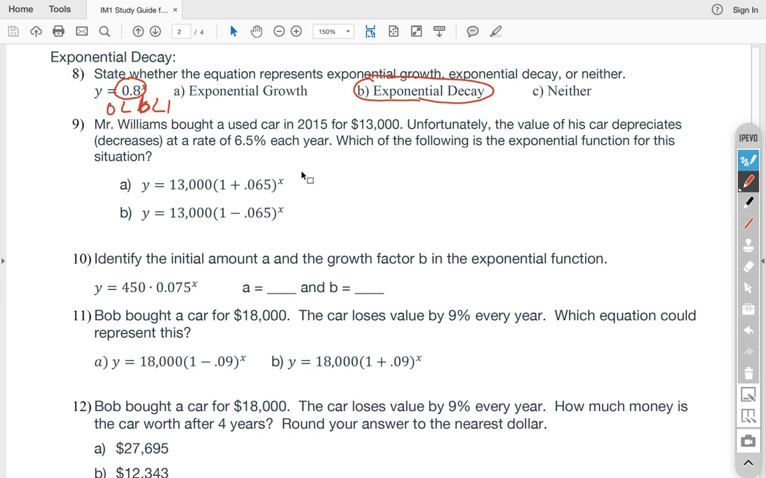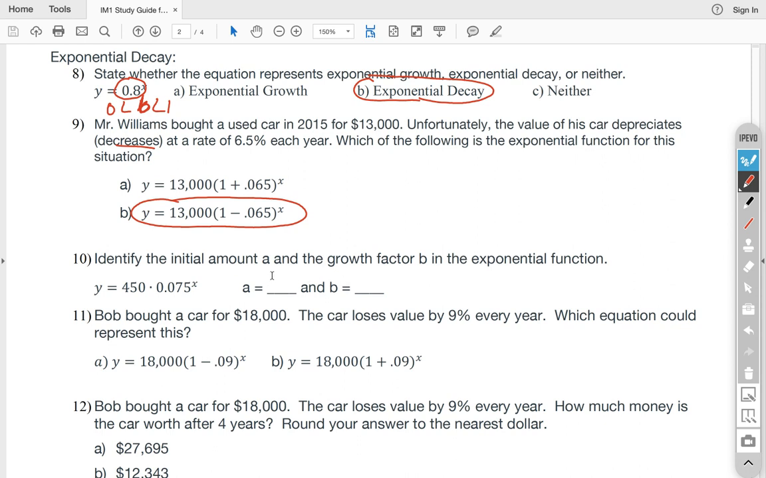Mr. Williams bought a used car in 2015 for $13,000. Unfortunately, the value of the car depreciates, so decreases, at a rate of 6.5% each year. Which of the following will work? So it would be this one because of the minus sign, because it's losing value. Number 10.